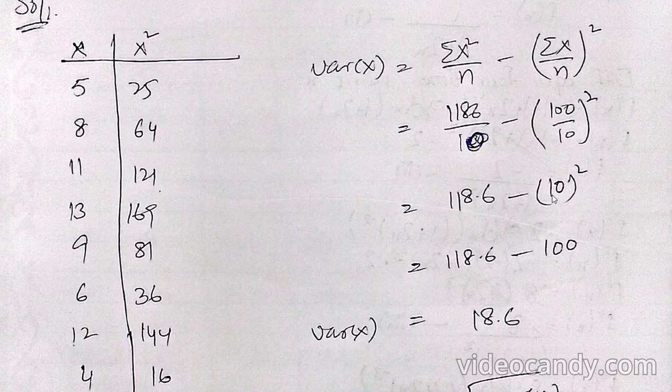Now, variance of x is equal to summation x square over n minus summation x over n, whole square. Summation x square is 1186, total number of observations is 10. Similarly, summation x is 100, total number of observations is 10. So the calculation is 118.6 minus 10 square. Inside this bracket, this 10 is the mean, since summation x over n is the mean. So 118.6 minus 100 is equal to 18.6.